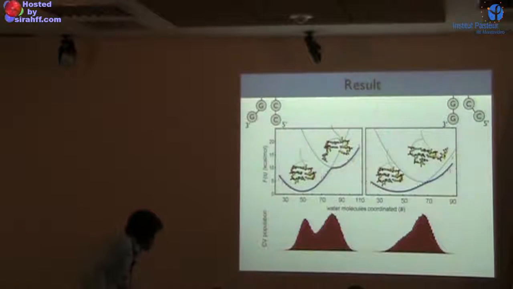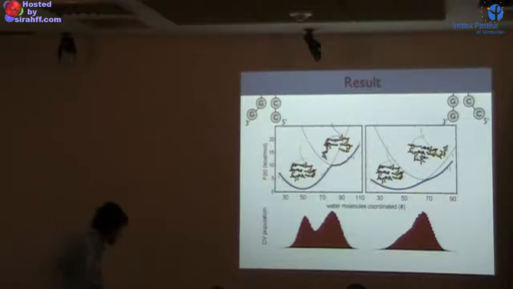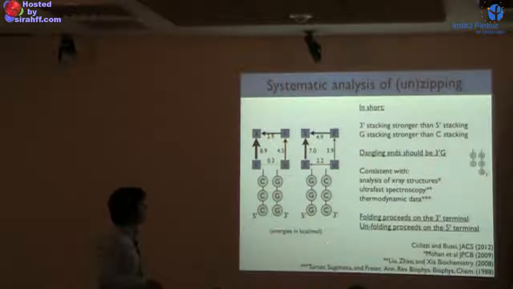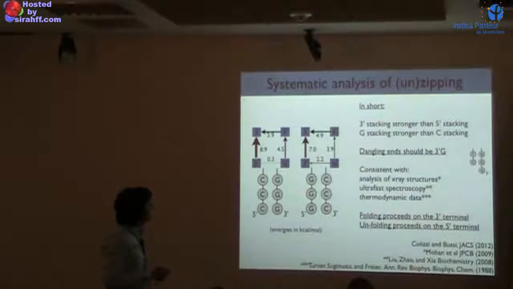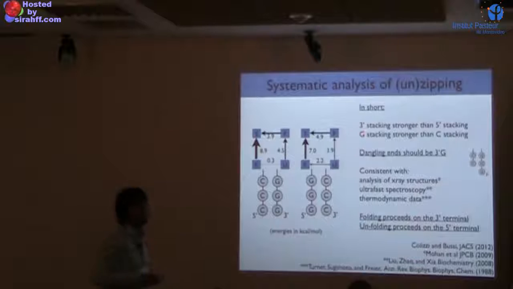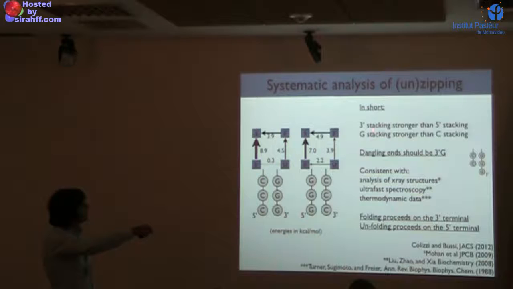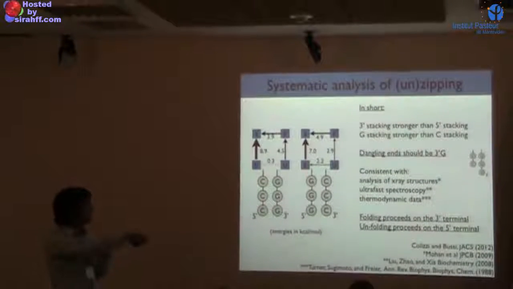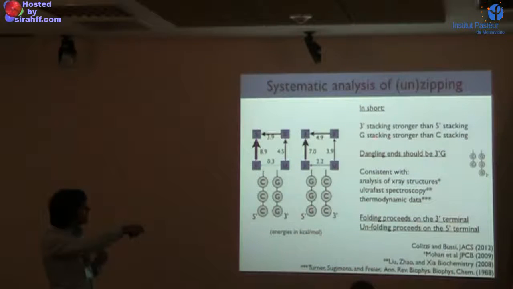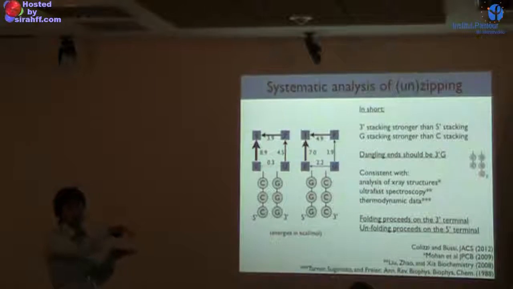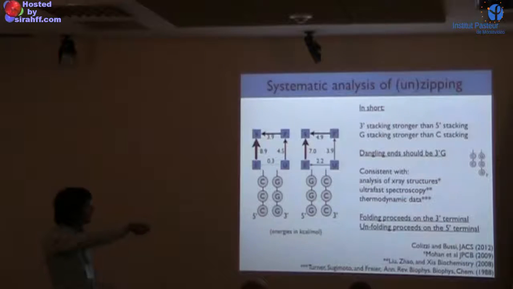Okay, then we do it for many cases, many combinations, and in the end, the bottom line is that stacking on the 3' terminus is stronger than stacking on the other terminus. Okay? And also we realize that the stacking of guanine is larger than stacking of cytosine. This is pretty reasonable because guanine is larger. Okay, so it has more stacking interaction with the underlying base.